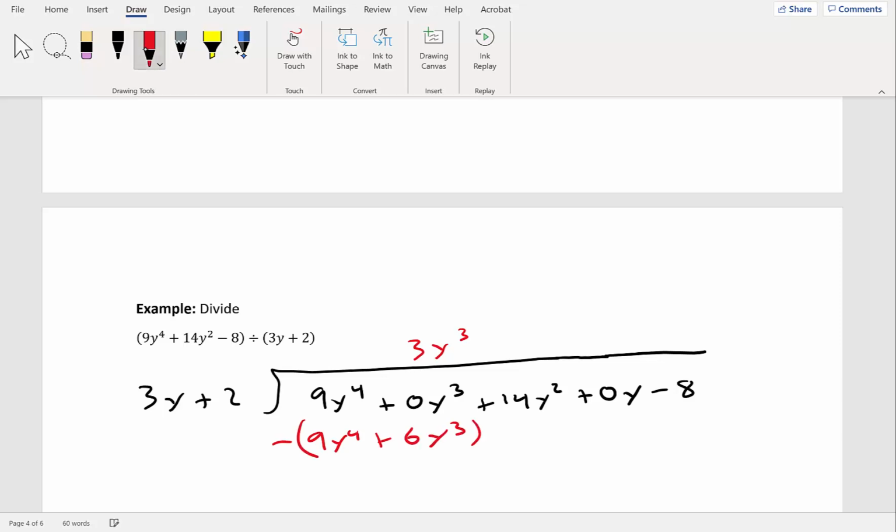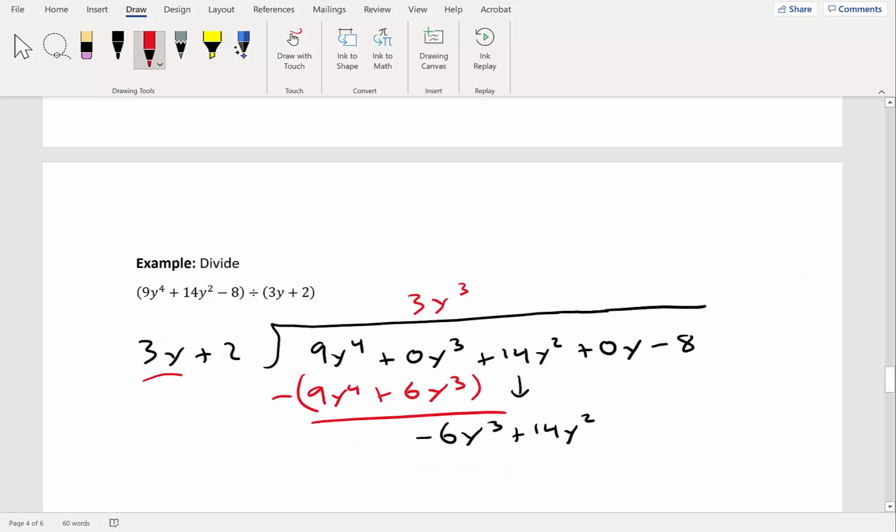I'm going to subtract. Okay, 9y to the fourth minus 9y to the fourth cancels out. So this is the reason why we have this placeholder, is now I have something to subtract from. So 0y cubed minus 6y cubed, that gives me negative 6y cubed. And now we could go ahead and bring down the next term. And now let's repeat the process. So what do I have to multiply 3y by to get negative 6y cubed? We'll have to multiply it by negative 2y to the second.